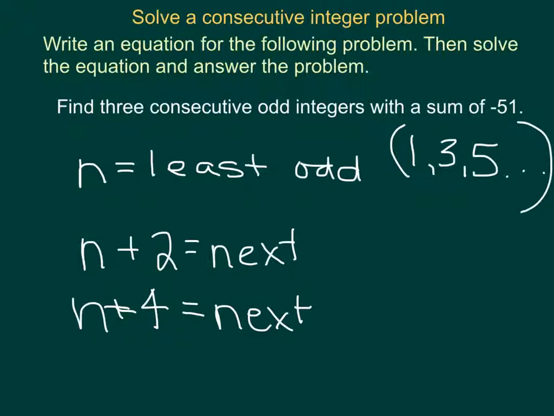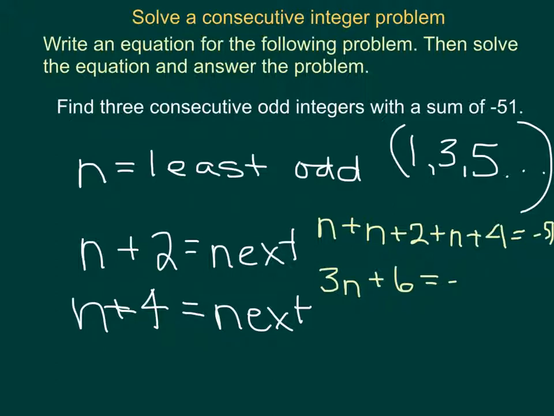So if we were trying to solve this problem, we would have n plus n plus 2 plus n plus 4 equals negative 51. Oh, I ran out of space. You can combine all of your n's to get 3n plus 6 equals negative 51. We can subtract 6 from both sides. So then we have 3n equals negative 57. Then we know that n is negative 19.